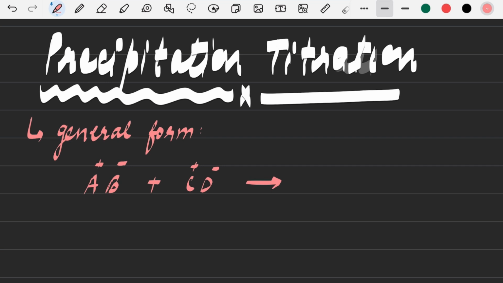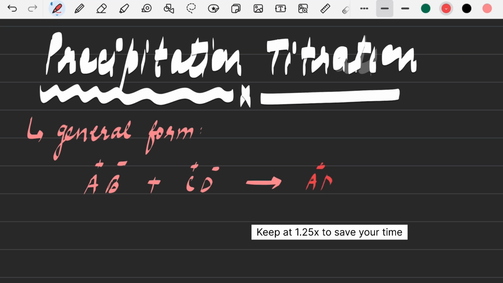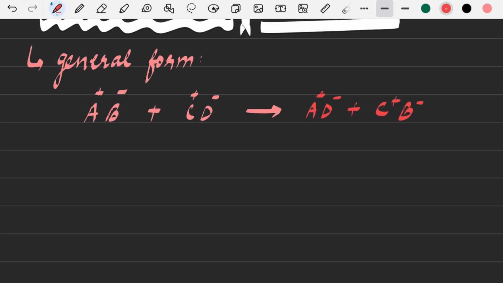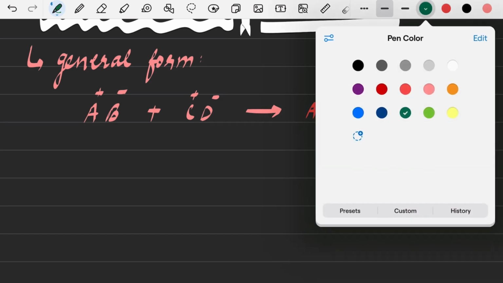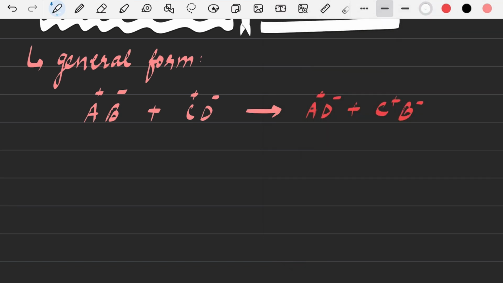So after combining, the formation of the compounds will look like A positive and D negative, plus C positive and B negative. So these are my compounds here. Okay, since we have to consider the precipitation part here, so for the precipitation we will be considering that AD is my PPT. Since it is a PPT, it will settle down in the solution.